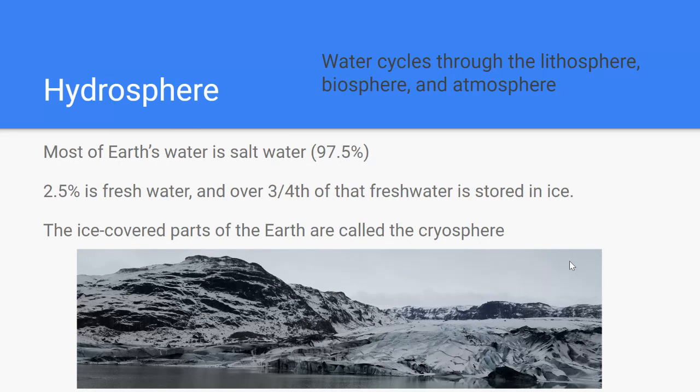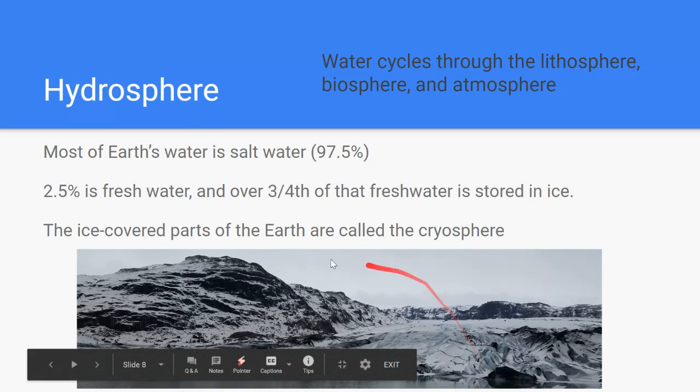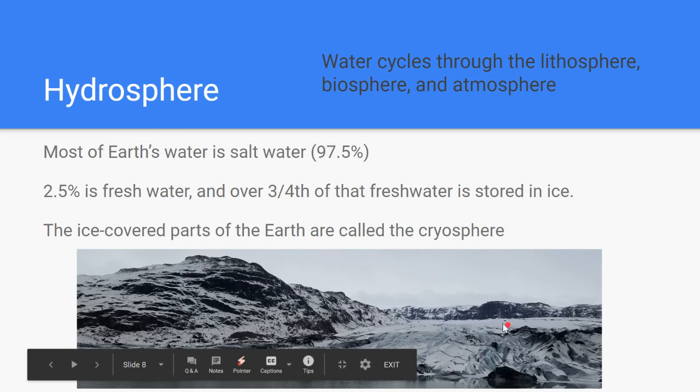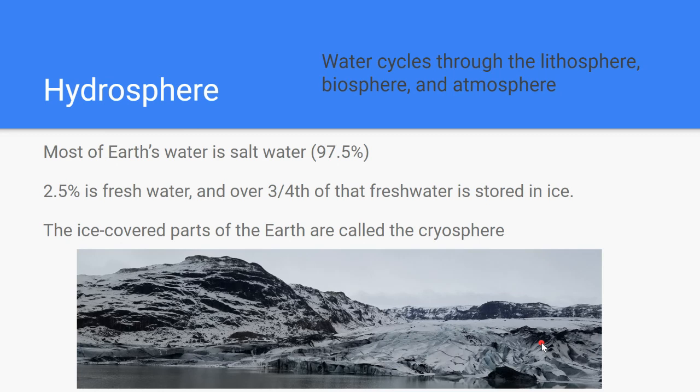So I talked about how 3/4 of fresh water is stored in ice. All of the ice parts of the Earth are called the cryosphere. So this picture right here, this is land, but if you look through here, and there's a bunch back here, all of this is all ice. That is a glacier, a melting, retreating glacier in Iceland, that I actually got to hike on, so I took this picture. But this is just an example of what the cryosphere would be considered as. So all of this is just ice and snow. All of our glaciers and ice caps are considered part of the cryosphere.